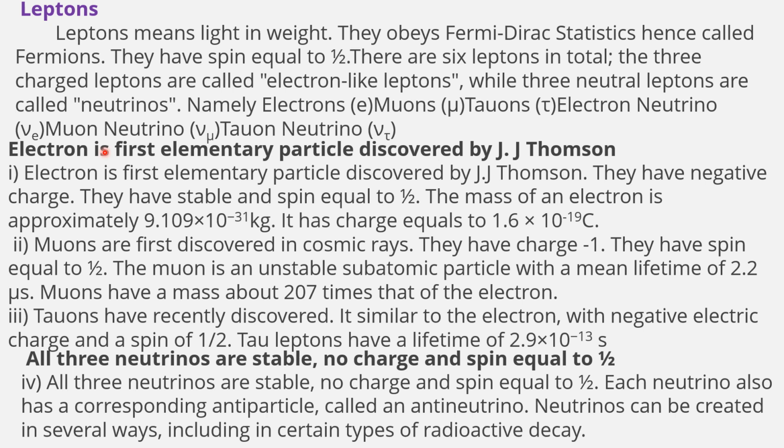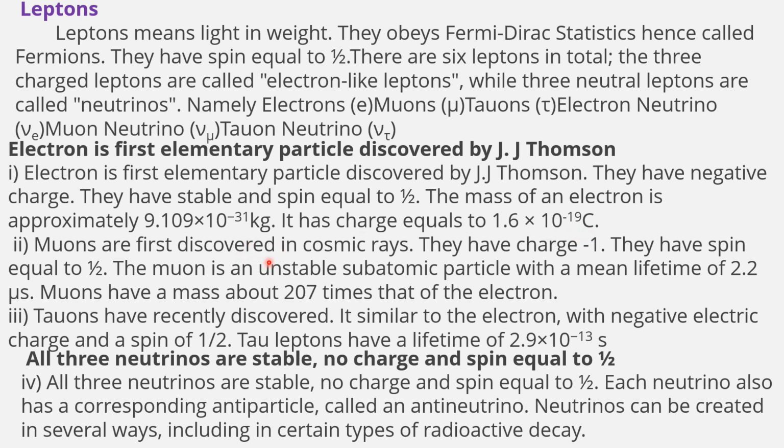So, electron is the first fundamental elementary particle discovered by J.J. Thomson. They have negative charge, they are stable and have spin equal to half. The mass of an electron is approximately 9.109 x 10 to the power minus 31 kilogram and charge is equal to 1.6 x 10 to the power minus 19 coulomb.